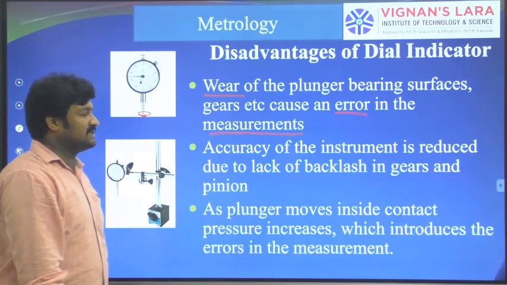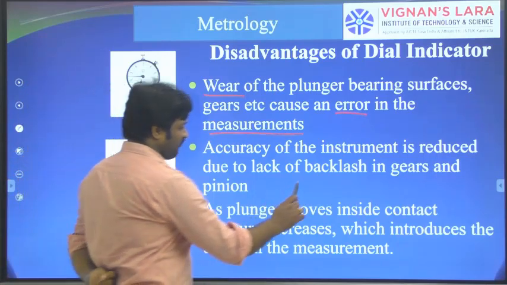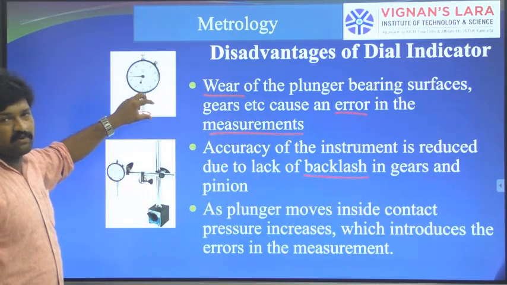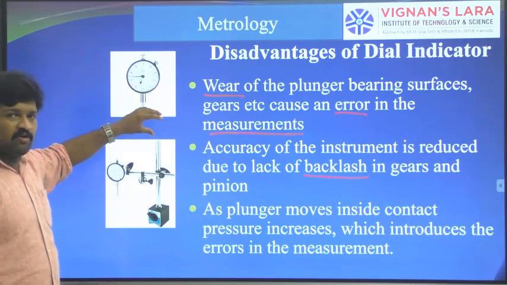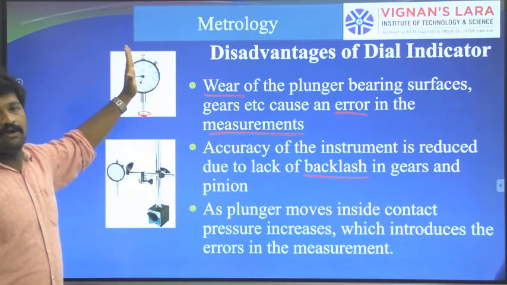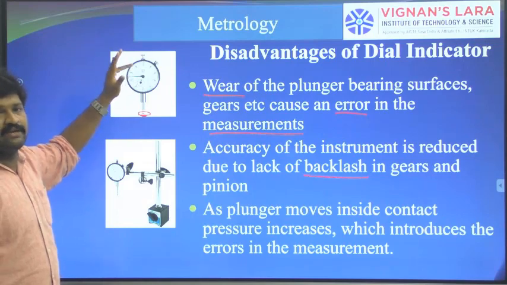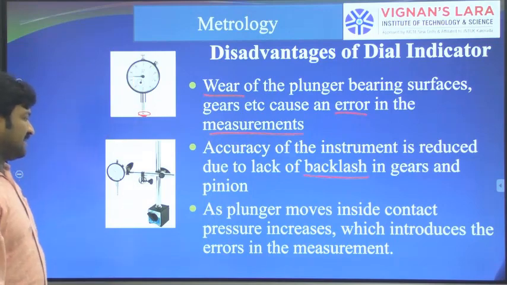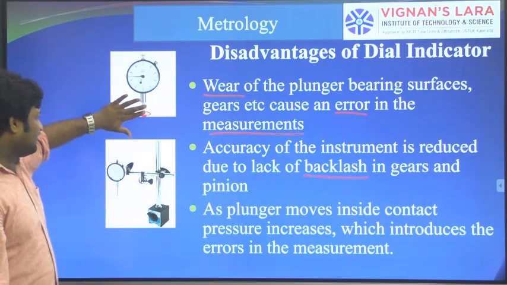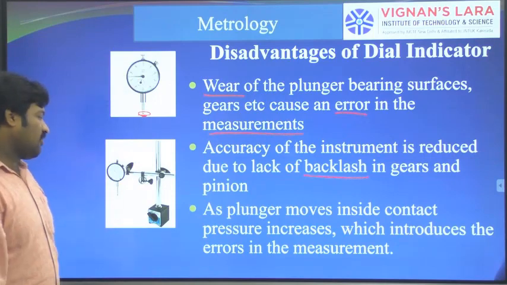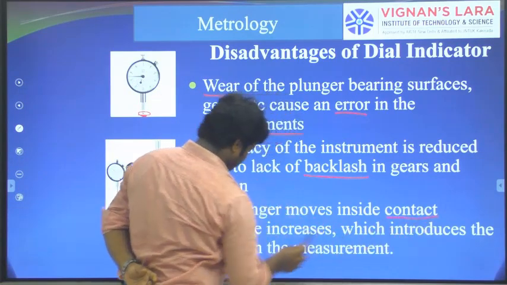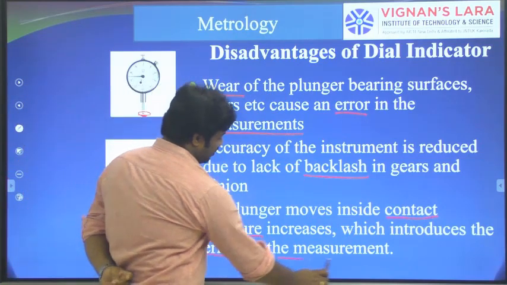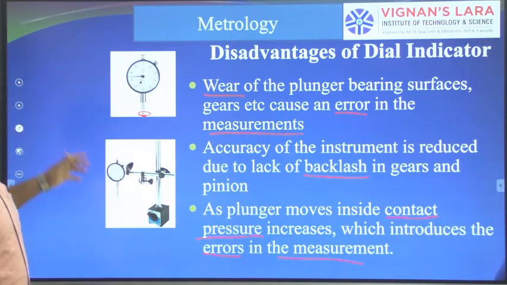The accuracy of the instrument is reduced due to backlash in gears and pinions. If the component is removed, the plunger moves down, so the needle should come to zero. But due to the restrictions of movement in the pinion and gears, the backlash, the needle does not go to zero. Next, as the plunger moves inside, the contact pressure increases, which increases the errors in the measurement. Due to the increase in pressure, errors will arise.